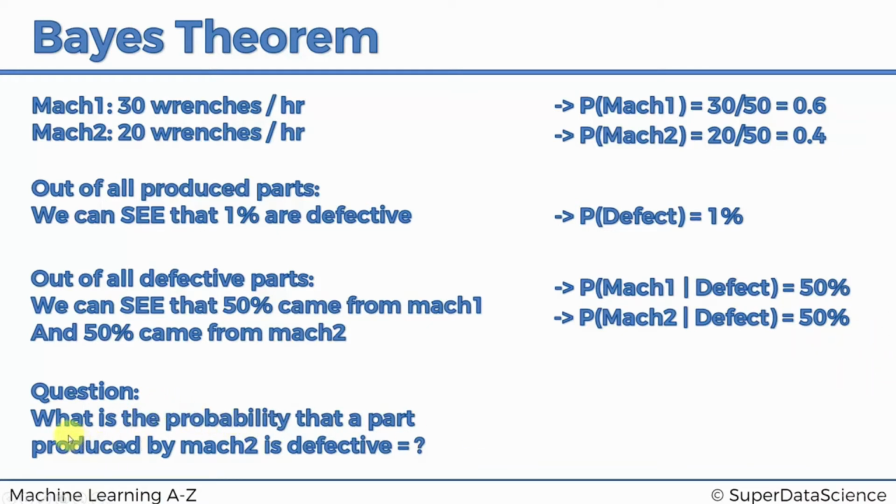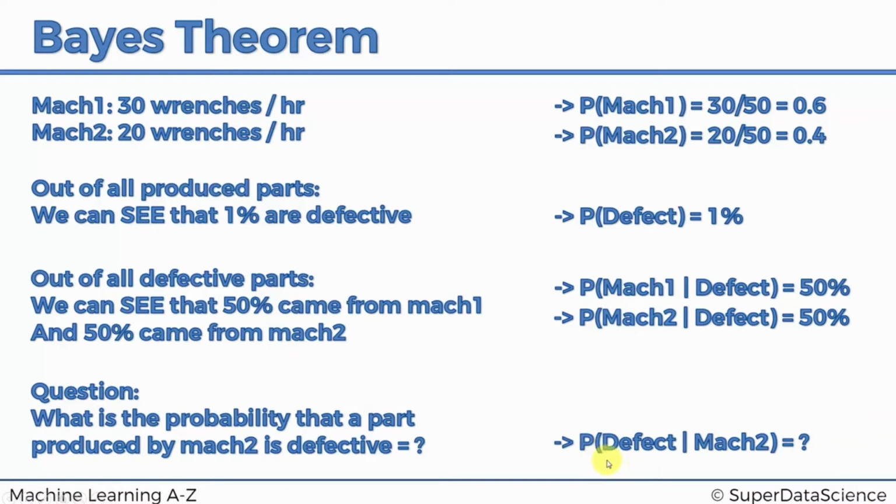And the question that we want to ask is actually a bit different, right? The question we want to ask is, what is the probability that a part produced by machine 2 is defective? So here it's kind of reverse. Here we're taking a part from machine 2, right? We're only looking at parts that are produced by machine 2. What is the probability of a random part taken out of machine 2 to be defective? How do we write that in mathematical terms?